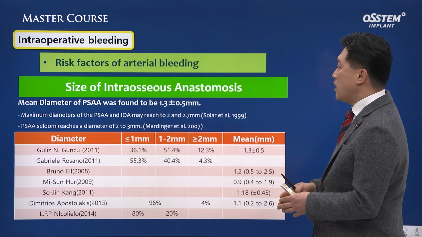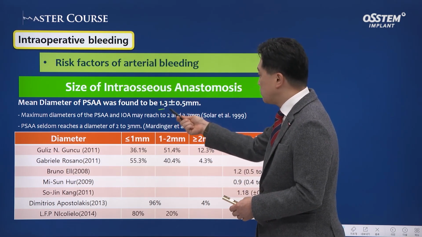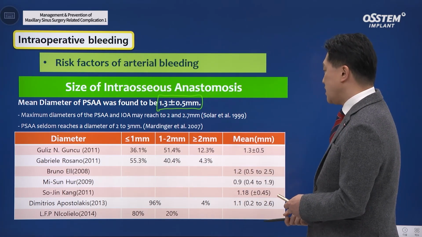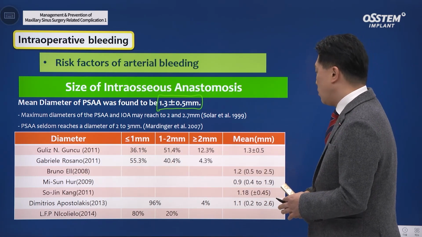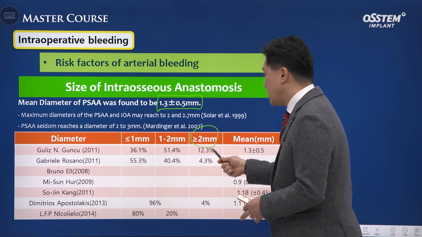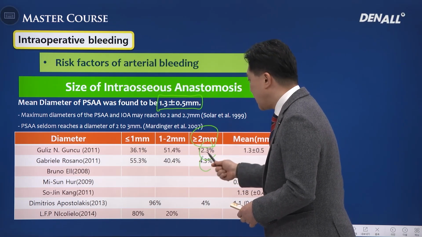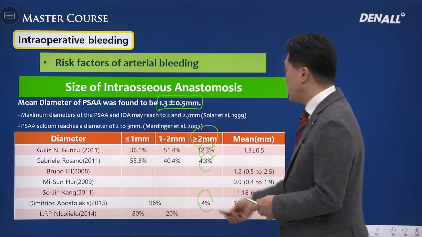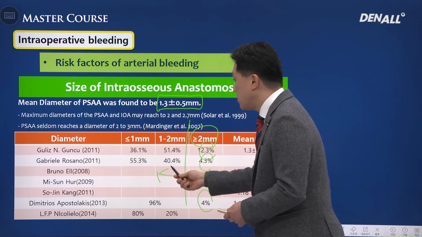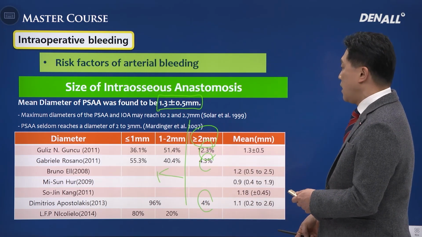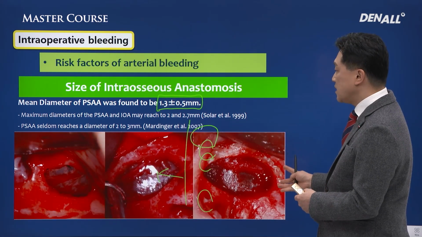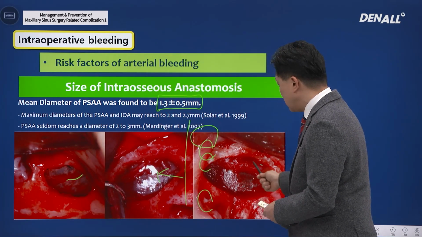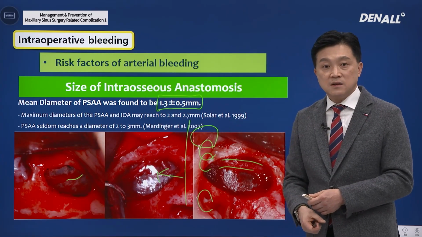In general, posterior superior alveolar artery has mean diameter of 1.3 plus minus 0.5 millimeters. However, the variation level is very significant. At times, the diameter can exceed 2 millimeters, and this is quite frequent. The reports say this. In most cases, it is less than 2 millimeters in diameter. If you take a look at the clinical images, the artery is very thin here, but you can see here that it has a very significant trunk.